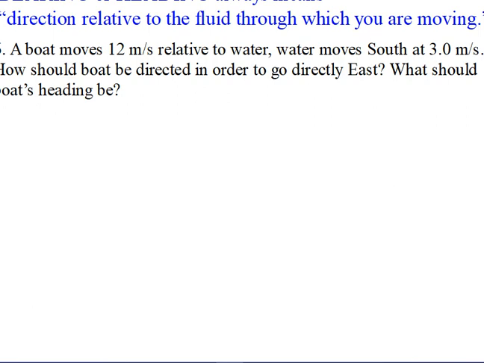Before you try problem 6, a note. When the words bearing or heading or their equivalent are used in the statement of a problem, it means the direction relative to the fluid. So if you talk about the bearing of an airplane, that means its direction relative to the air. And the heading of a boat, that's its direction relative to the water.